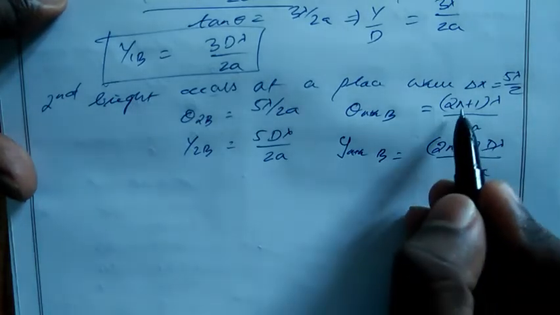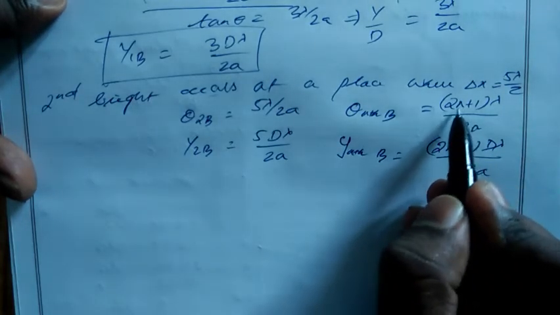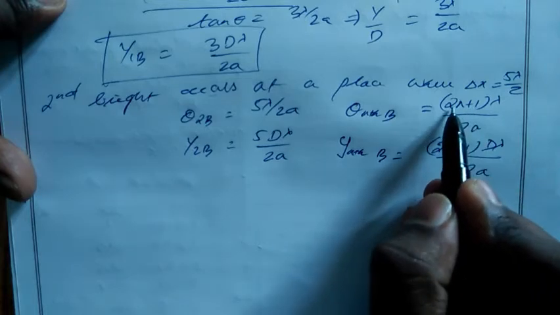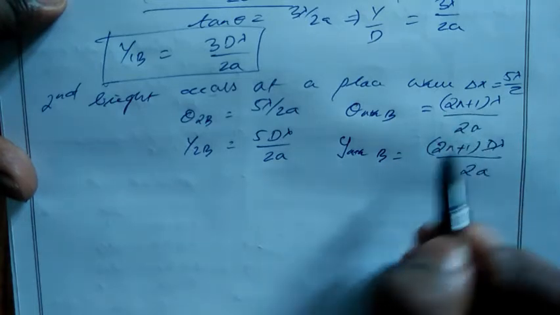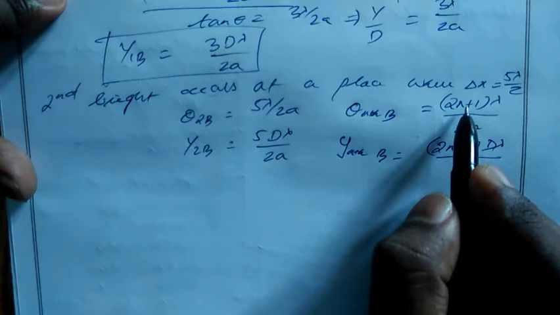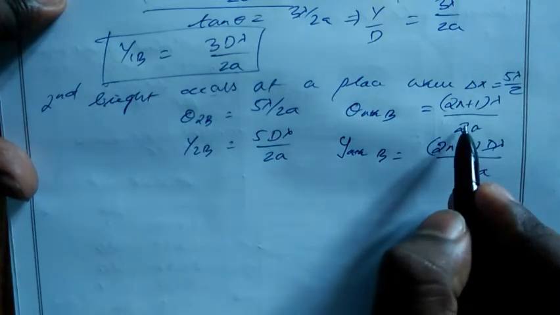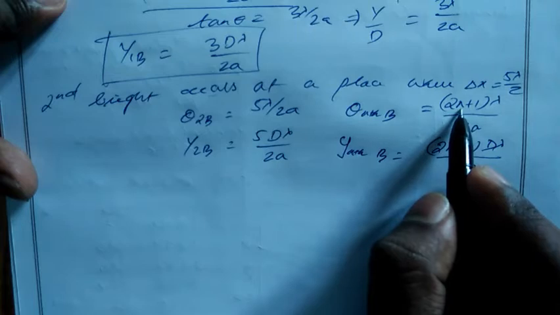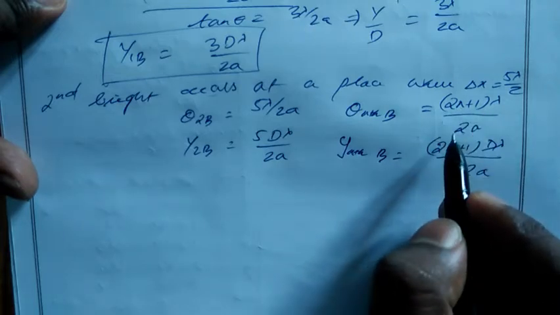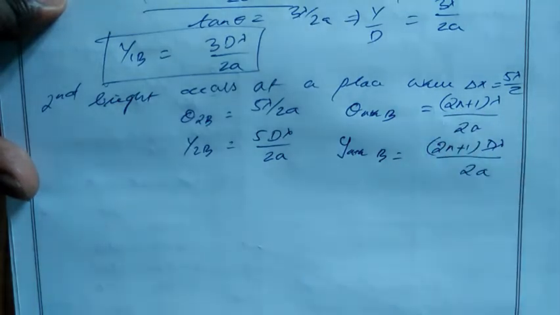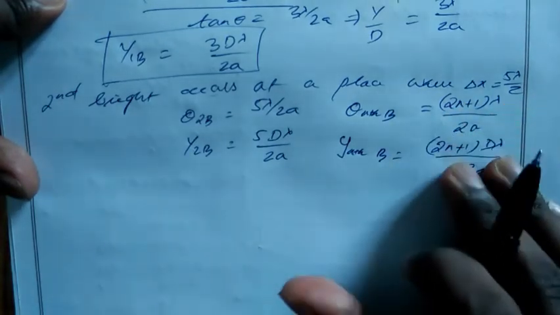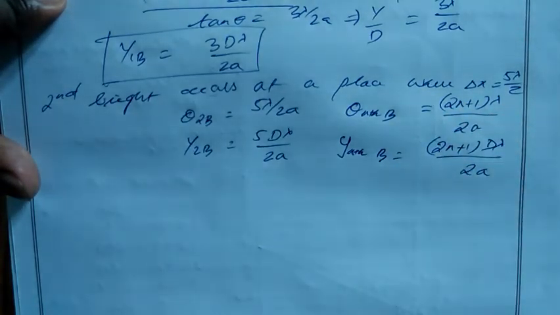If we substitute 1 here, 2 into 1 is 2, 2 plus 1 is 3, so 3 lambda by 2a. If we substitute 2, 2 into 2 is 4, 4 plus 1 is 5, so 5 lambda by 2a, the second bright. If we substitute 3, we have 7 lambda by 2a, the third bright. Likewise it goes on. So 2n plus 1 lambda by 2a will be our answer for the nth bright.